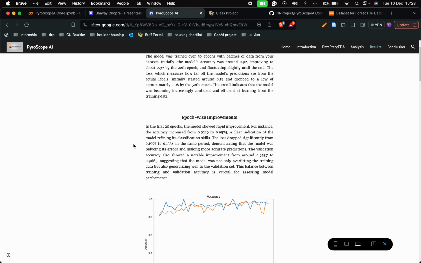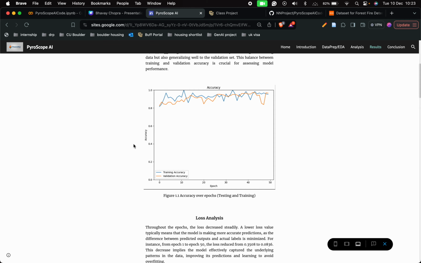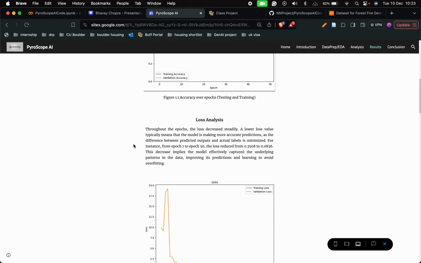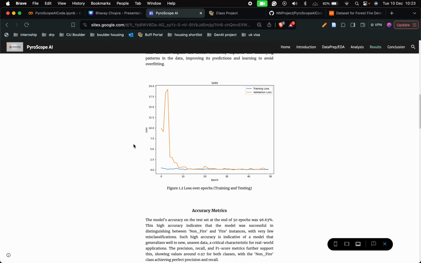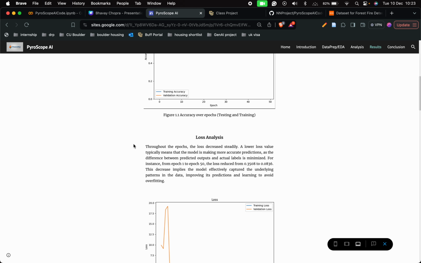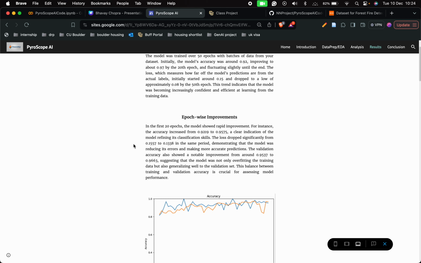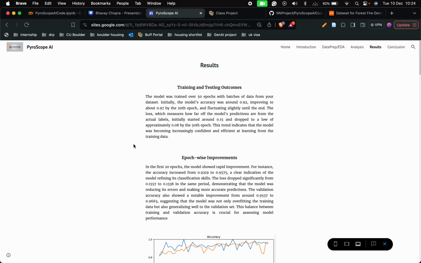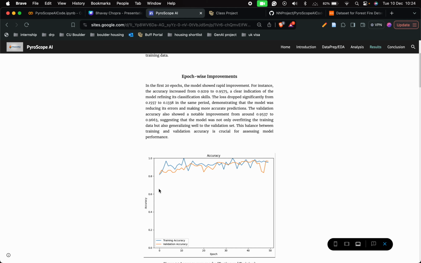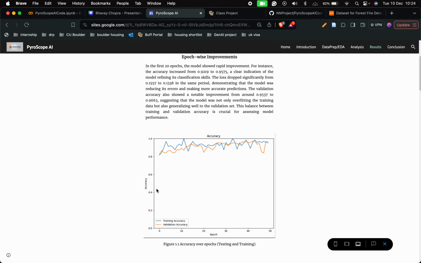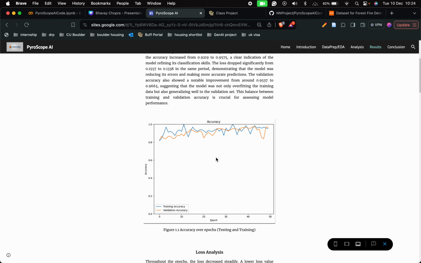So these are the outcomes of the testing and the training. Let's talk about these results. The model was trained for 50 epochs, starting at an accuracy of 92% and improving to 97% by the 20th epoch, as you can see in this graph. And the final test accuracy of the model was 96.63%.